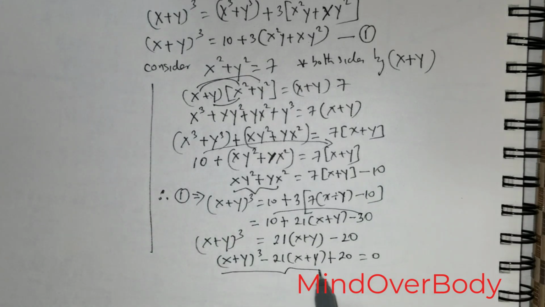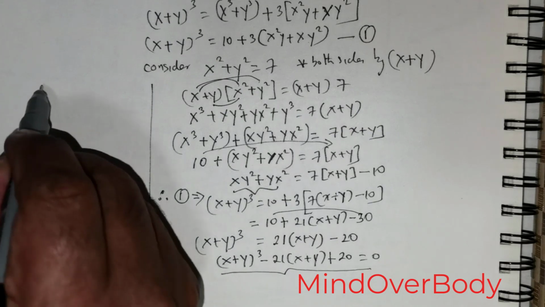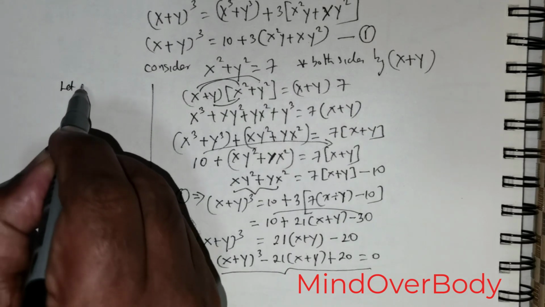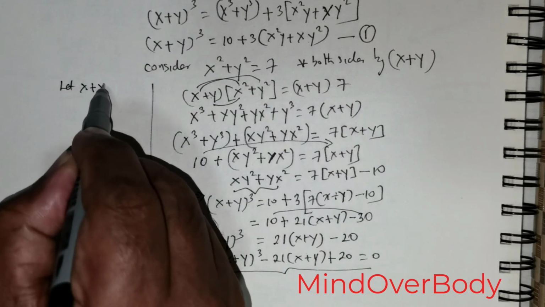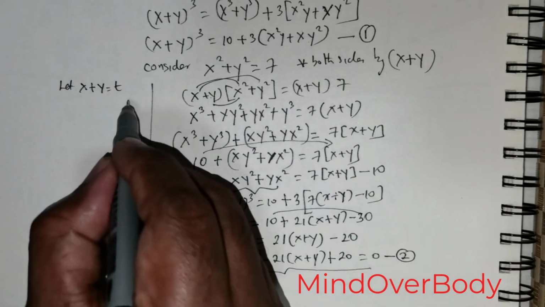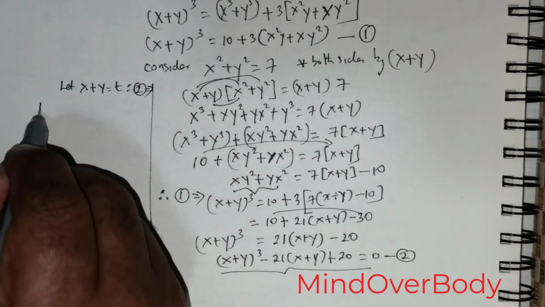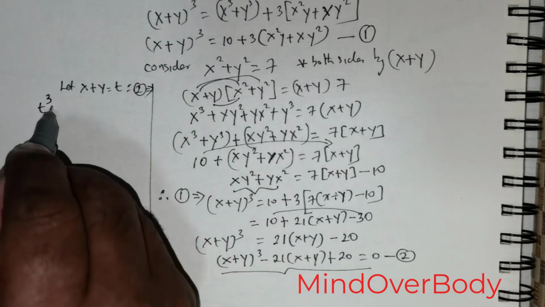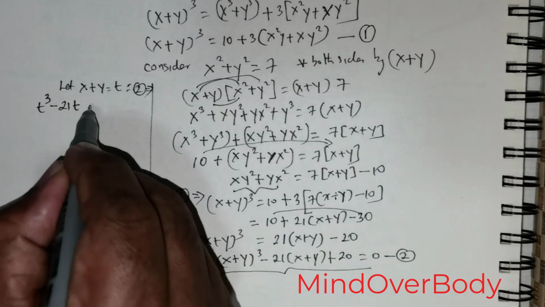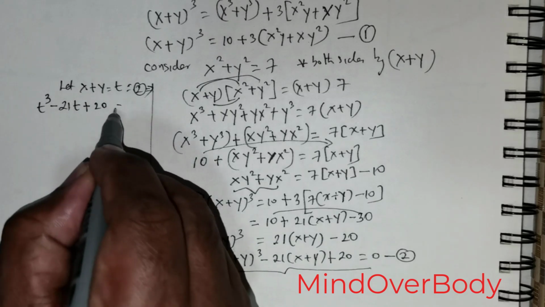Now I'm going to take x plus y to be equal to some t. So let me do that. Let x plus y be equal to some t. So if I were to take this as 2, therefore 2 can be rewritten as t raised to the power 3 minus 21 times t plus 20 is equal to 0.